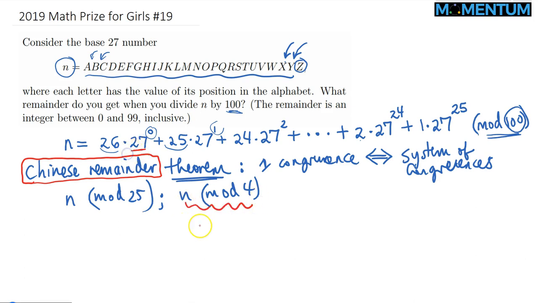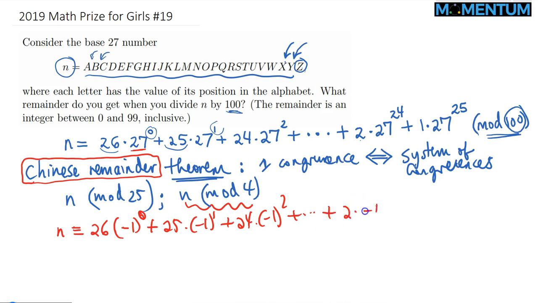Obviously 27 is minus 1 mod 4, so let's start with this one first. So n is congruent to 26 times 27 replaced with minus 1 raised to the 0th power, plus 25 times minus 1 raised to the 1st power, plus 24 times minus 1 raised to the 2nd power, and so on. We go all the way up to 2 times minus 1 raised to the 24th power, plus 1 times minus 1 raised to the power 25.